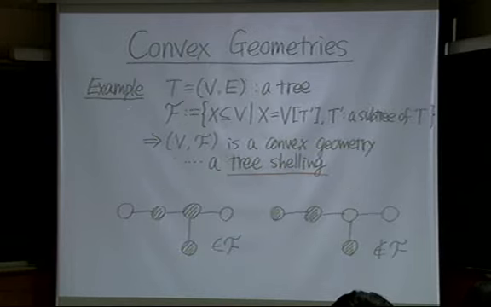So the next example is: let T be a tree. This is a connected graph without cycle. And let F be a family of subsets of the vertex set of the tree, such that each is the vertex set of some subtree of T. Then the pair V and F is a convex geometry. This is called tree shelling. And this is also a picture.